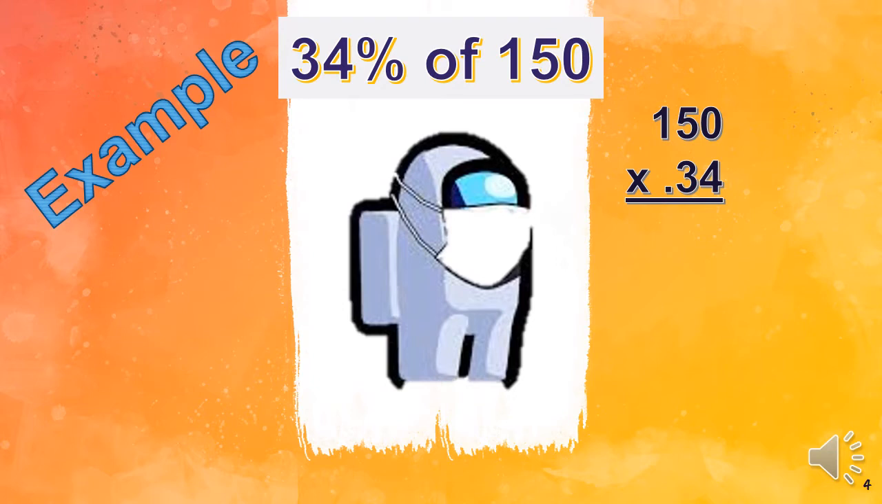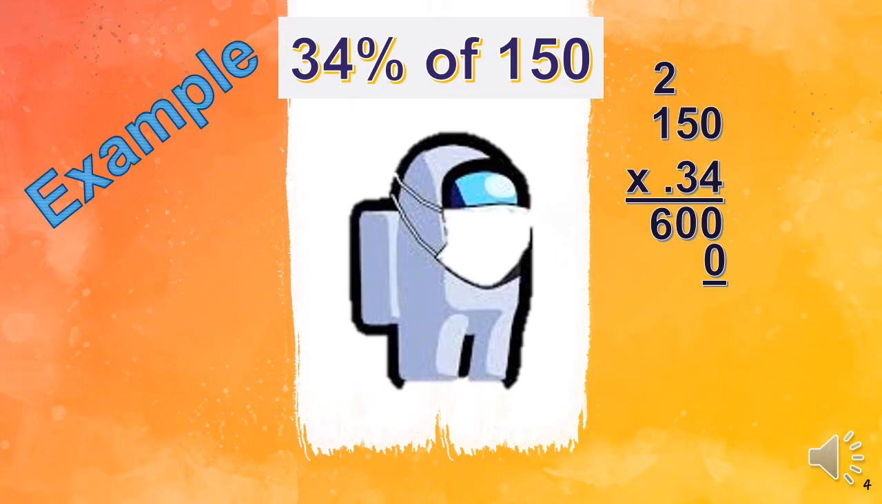Multiply. 4 times 0 is 0 ones. 4 times 5 is 20 tens. Regroup 20 as 0 tens and 2 hundreds. 4 times 1 equals 4. 4 plus 2 equals 6 hundreds. Place a 0 in the ones column because we are now finished multiplying by 4.